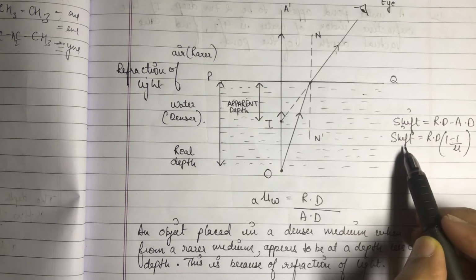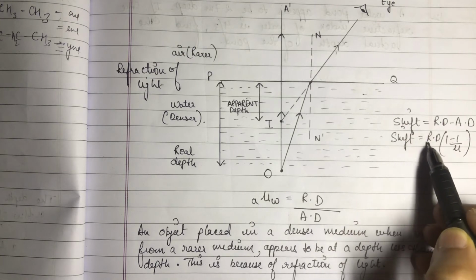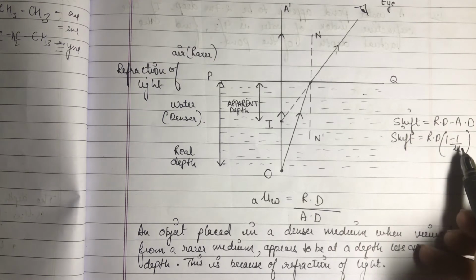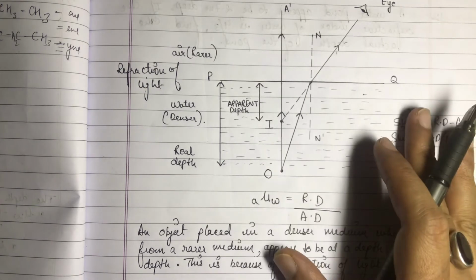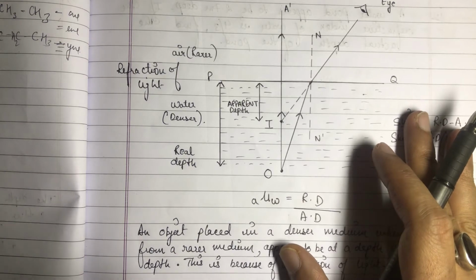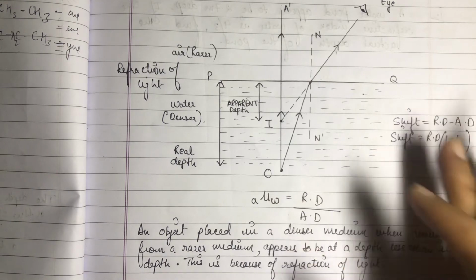And then there is one more formula, used in numericals: shift equals real depth into 1 minus 1 upon refractive index. This mu denotes refractive index. So this is the concept of real and apparent depth. Now I'll tell you numericals related to real and apparent depth.